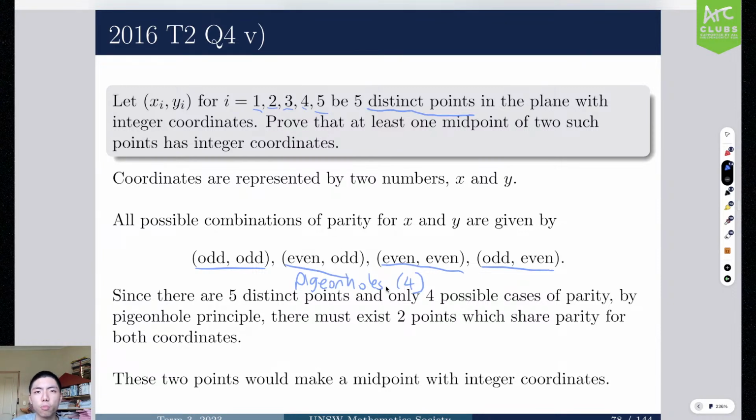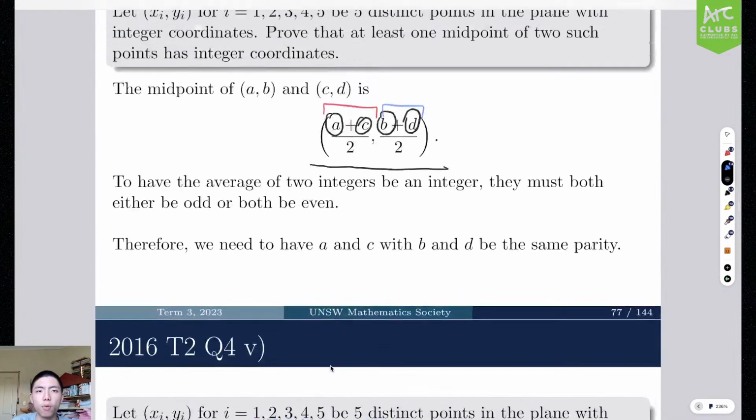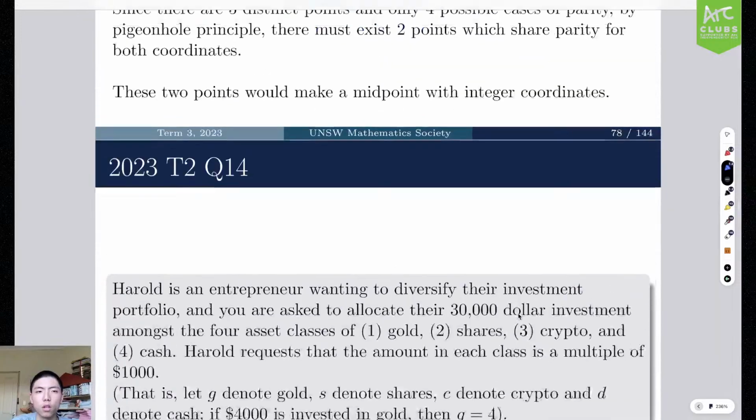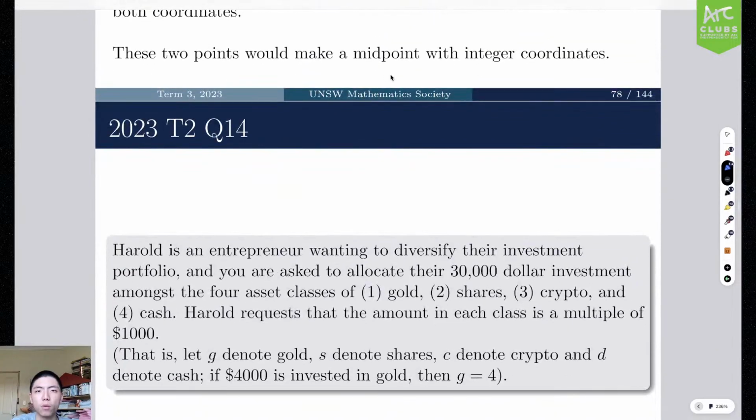If there are at least 2 points that have the same type of parity, it means that we will have the desired points that allow us to satisfy this being an integer for both of the coordinates. So that will make it so that we have our midpoint with integer coordinates.